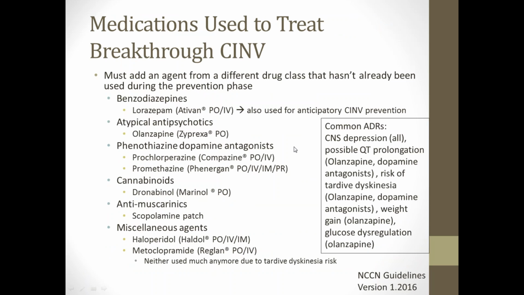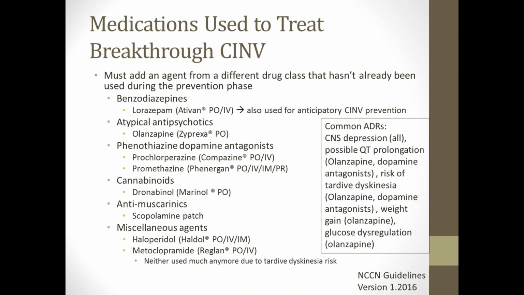This is a list of medications that are used to treat breakthrough chemotherapy-induced nausea and vomiting. And again, breakthrough would be if you've given a patient a 5-HT3 antagonist and their steroid and their neurokinin-1 antagonist, and despite all those preventative measures, they still develop nausea and vomiting. The key to treating breakthrough nausea is to administer a different drug from a different drug class that wasn't used in the preventative phase to hit them with a new mechanism of action.